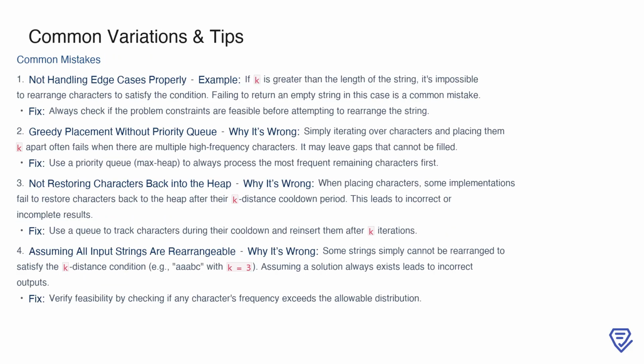When tackling this problem, there are a few common mistakes to watch out for. First, you must handle edge cases properly. For example, if the value of k exceeds the length of the string, it becomes impossible to rearrange characters to satisfy the k-distance condition. Neglecting this can lead to incorrect results, so always verify if the constraints are feasible before proceeding.